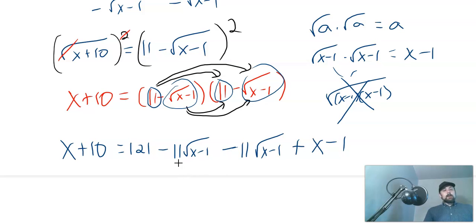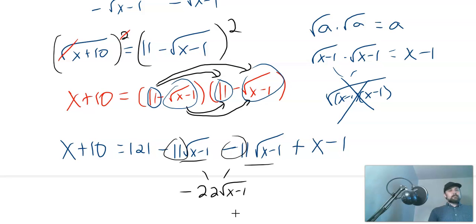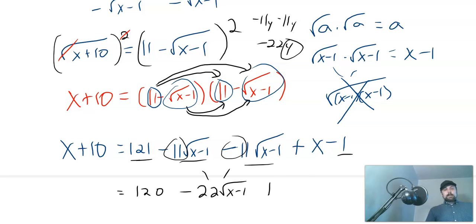And then the last thing we can do here is with the middle terms, since they're both the same exact radical, they are like terms, so we can combine them together. So negative 11 square root of x minus 1 minus 11 square root of x minus 1. You just add or subtract the coefficients, right? Negative 11 minus 11 is negative 22, and then the radical part stays the same. It's no different than doing negative 11y minus 11y, right? That's negative 22y. It's just instead of y, we have this radical, but it works the same way. We can also combine the 121 and the minus 1, and that gives me 120. And then the plus x just copies down.